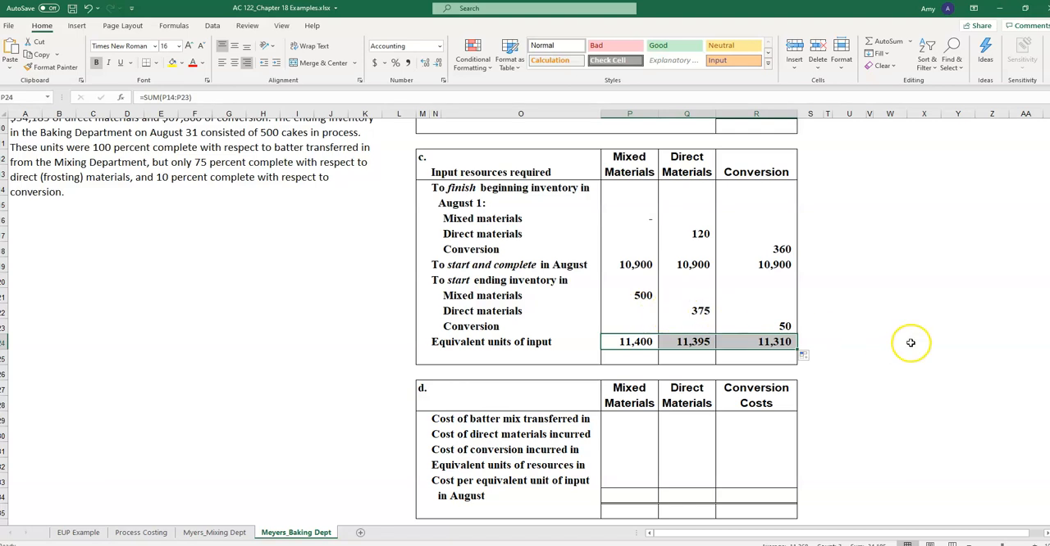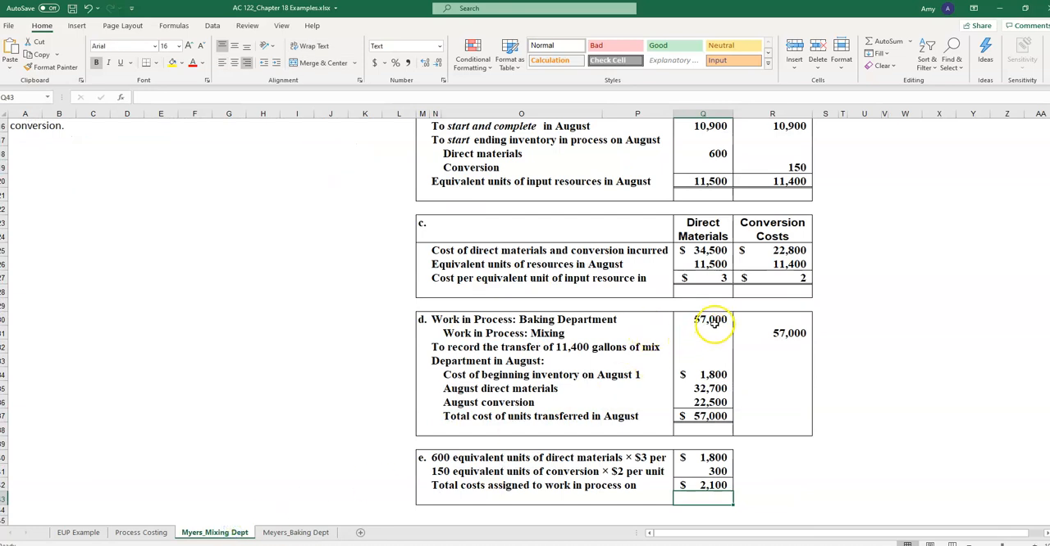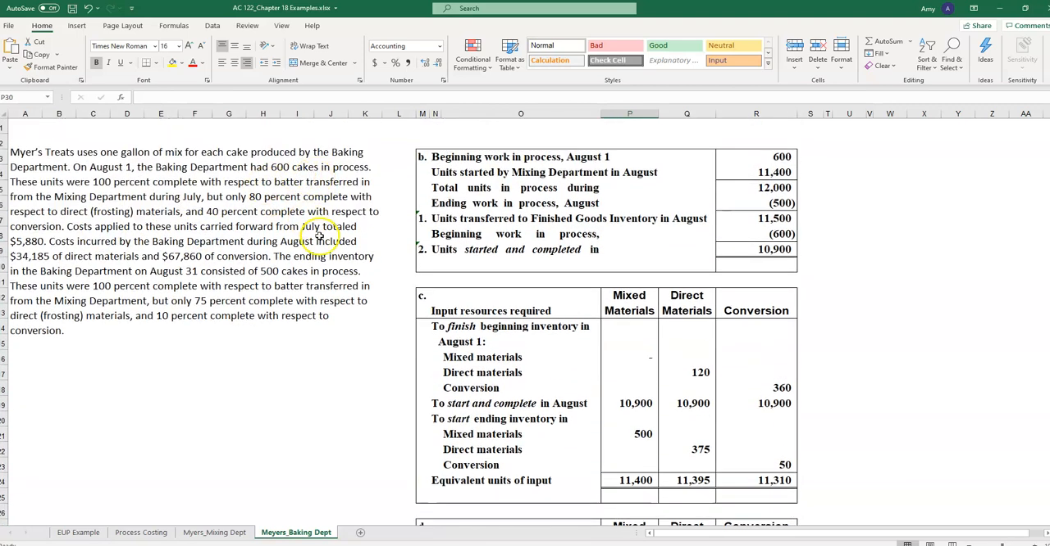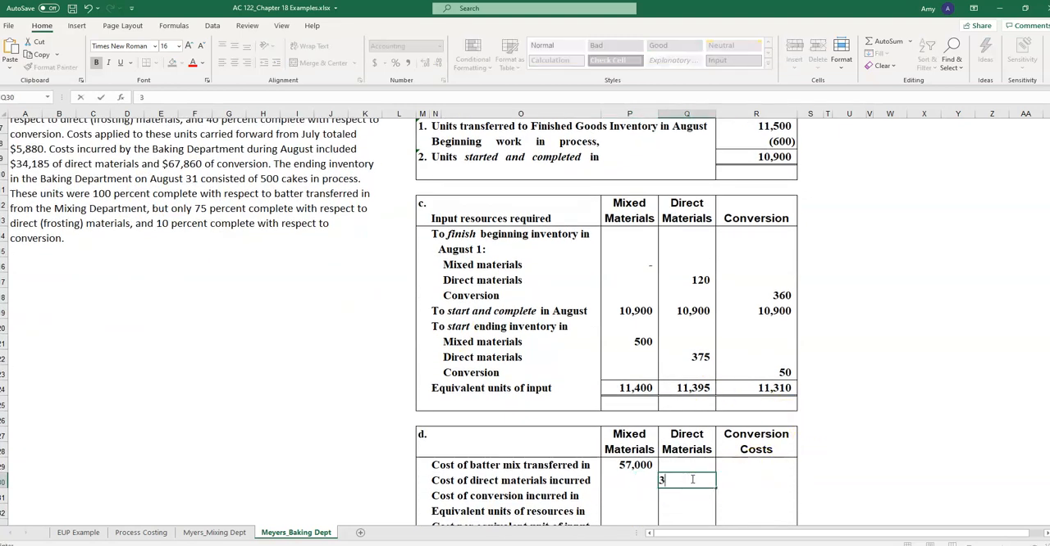Now we need to apply our costs. First, we have the cost of batter mix transferred in from the mixing department. If you remember, we transferred in $57,000 from the mixing department. So $57,000. Our direct materials costs during the month were $34,185. And we have $67,860 costs for conversion.